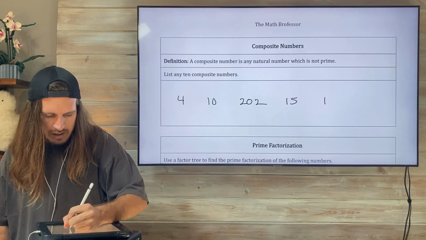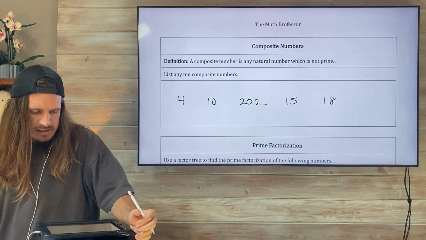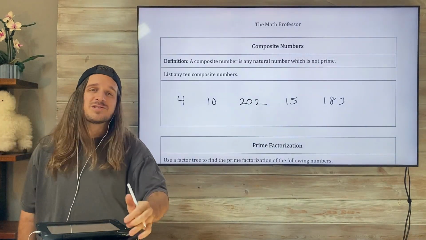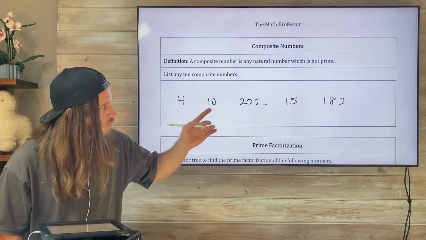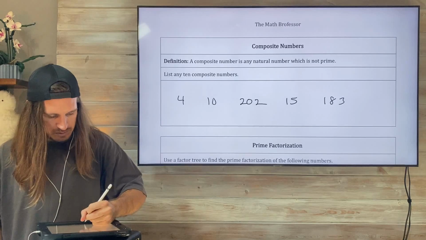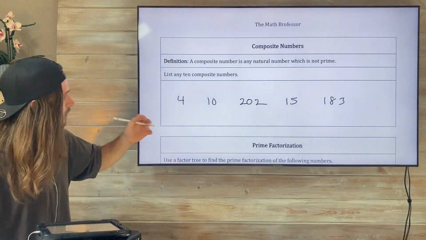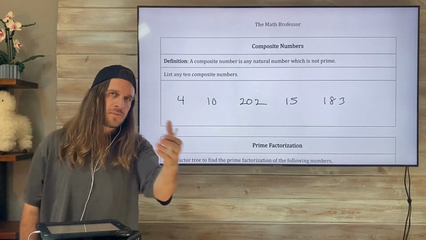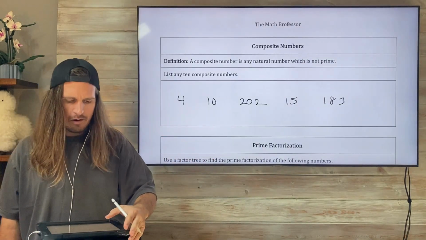How about 183? That's divisible by 3. How do I know? Because 1 plus 8 plus 3 is 12, and 12 is divisible by 3, so this is a composite number. So here are some composite numbers. Again, it's the opposite of prime. If a number's not prime, it's composite. So there you go.